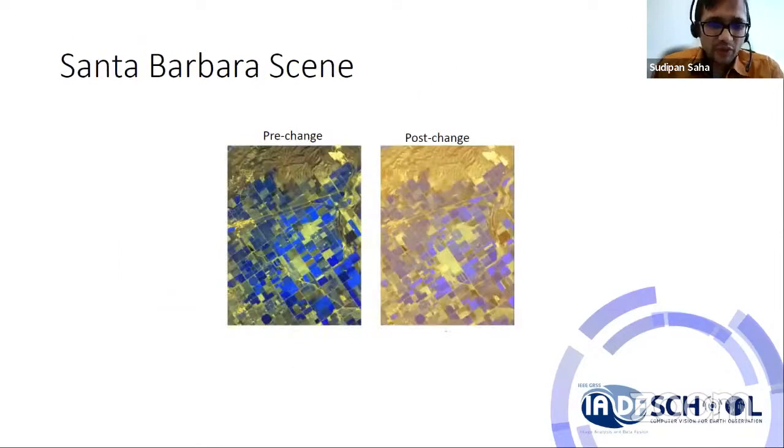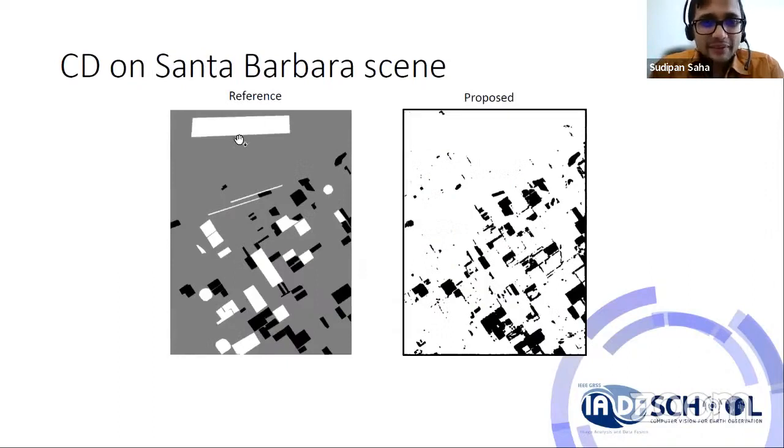Okay, so before going to the code, let's just see an example on the Santa Barbara scene, which is also a publicly available dataset. You see the pre-change image, the post-change image, and the reference image. Ignore the gray pixels; this is where the reference label was not available. However, what we can see is that the proposed method obtains quite a good match: if you see the white areas here and the black areas there, it matches quite a lot.